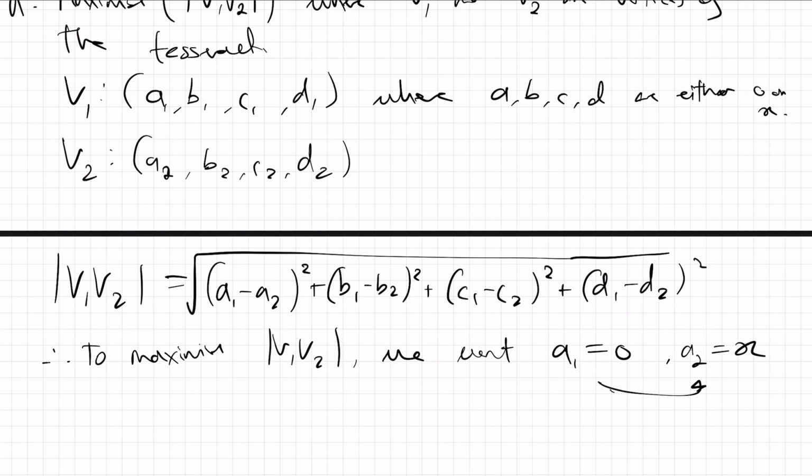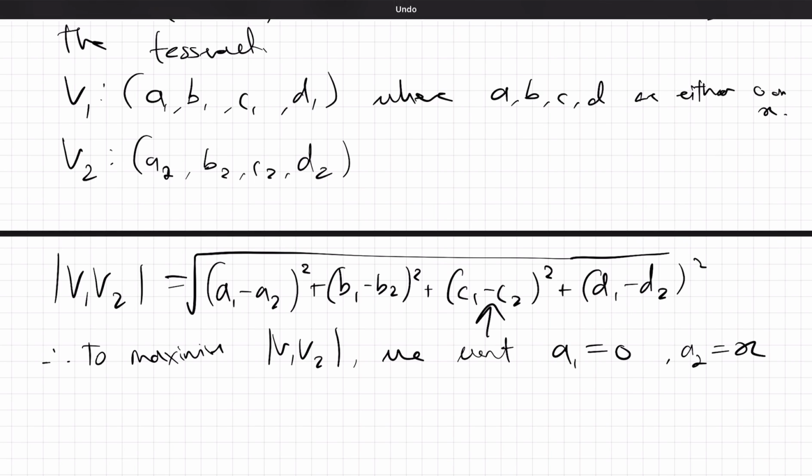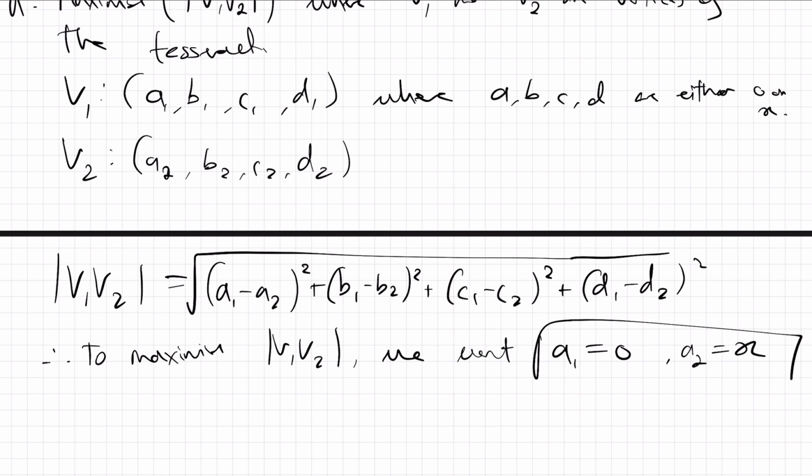Or it could, of course, be the other way around. It doesn't really matter, but we'll just assume A2 is greater than A1 without loss of generality. And of course, same kind of idea for all of these other ones, because if we're just trying to maximize the distance between them, when we square it, all the signs are just going to get removed anyway.